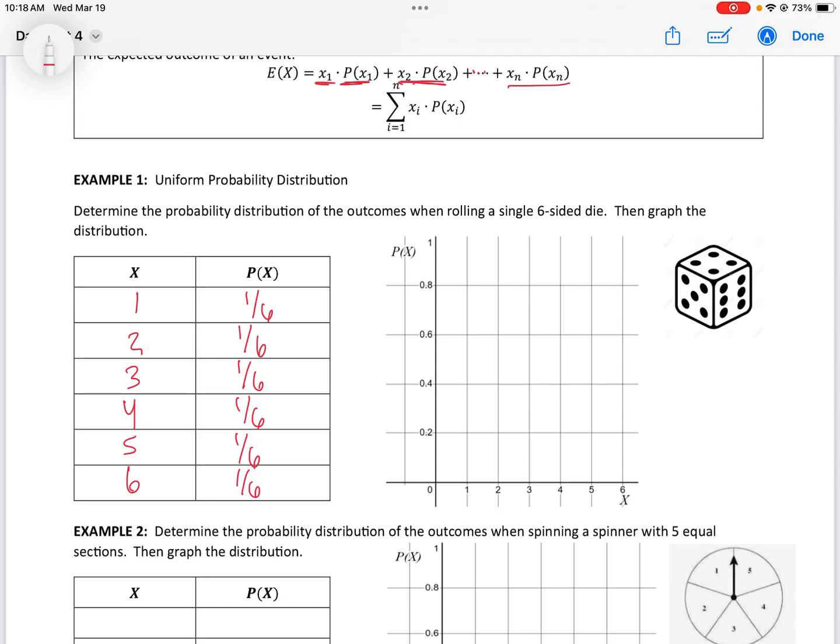So when we draw the bar graph or the distribution, 1 divided by 6 is about 0.17, so let's just round to 0.17. Then 1, 2, 3, 4, 5, 6. And notice that the scale on the y-axis is 0 to 1, because the probability can be between 0 and 1, including both.